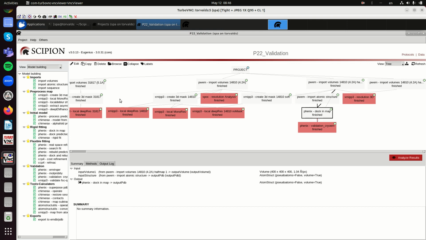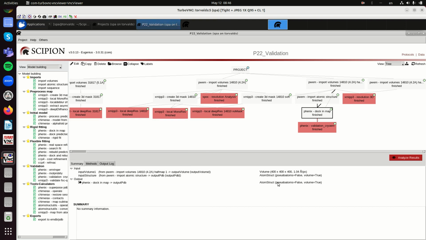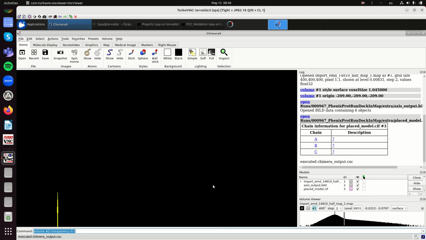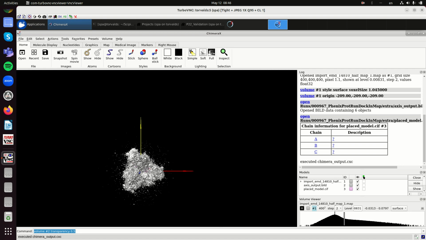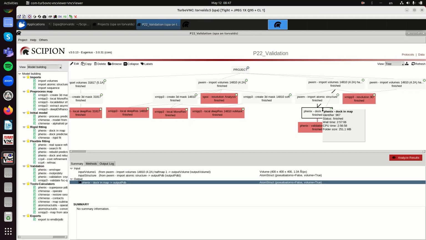So they are not registered. You can take the map, you can take the structure, and you can fit them at 3 angstroms. Now, after fitting, Phoenix has found the correct transformation, and now they are both in the same place. Okay, so from now on we can analyze and compare this PDB to this map.